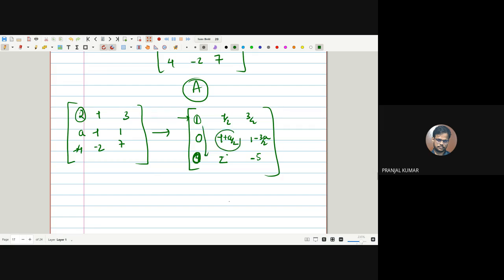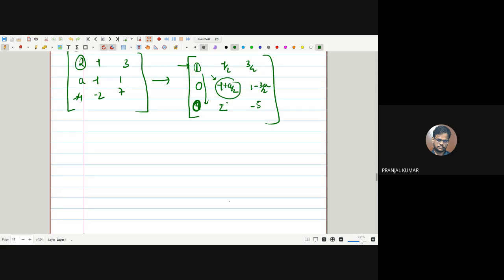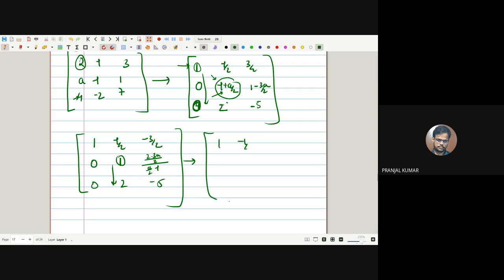Now I need to convert this to 1. So what will I scale it with? 1 minus half minus 3 by 2. This will become 0. This will become 1. And so I'm writing this as 2 minus 3A by 2 upon A by 2 minus 1, which is, so this I'm scaling by this, right? So A by 2 minus 1. Now for this last one, 2 minus 5. Now I need to clean down this pivot. So this will give 1 minus 1 by 2.